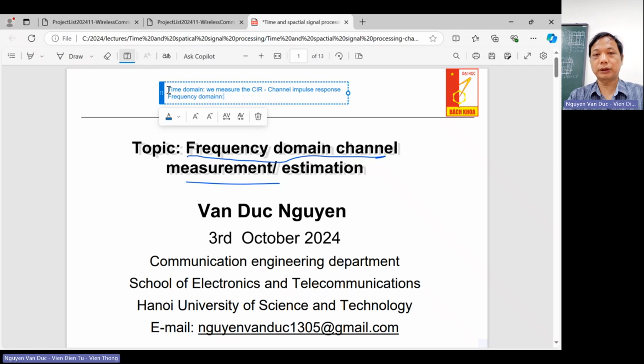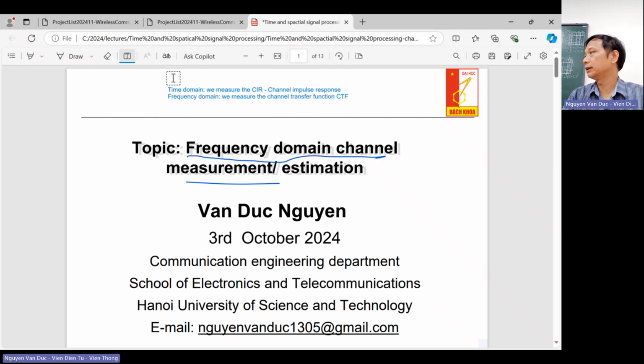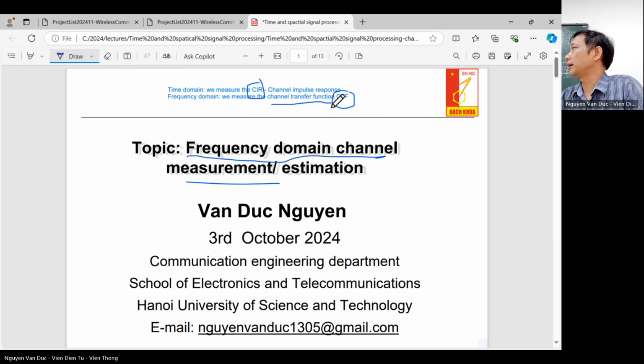students? We measure the channel transfer function, that is the CTF. So the CTF is a Fourier transform of the CIR, right? If you take the Fourier transform of the CIR, you obtain the CTF. CTF is channel transfer function. What is the channel transfer function in Vietnamese? Hàm truyền đạt, đúng không? Hàm truyền đạt. So we are talking about measuring the channel in the frequency domain. It means that we measure the channel transfer function.